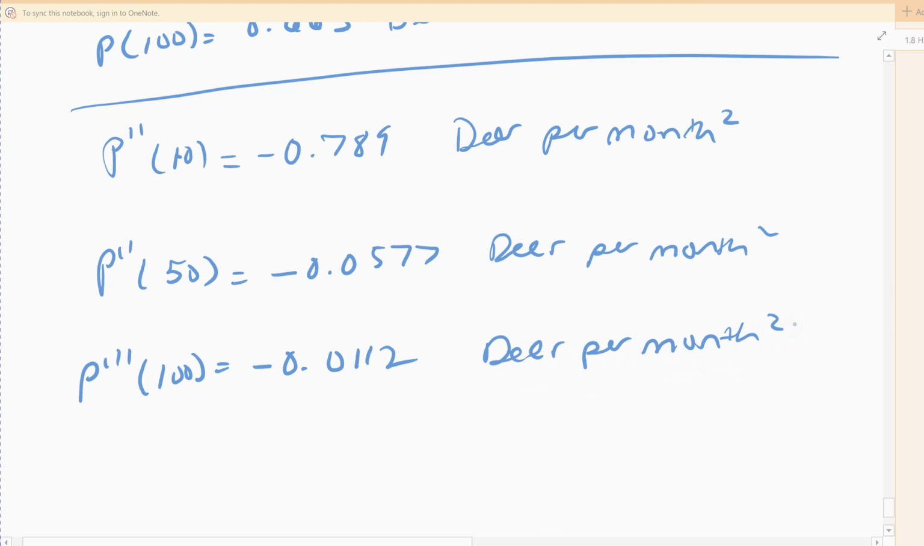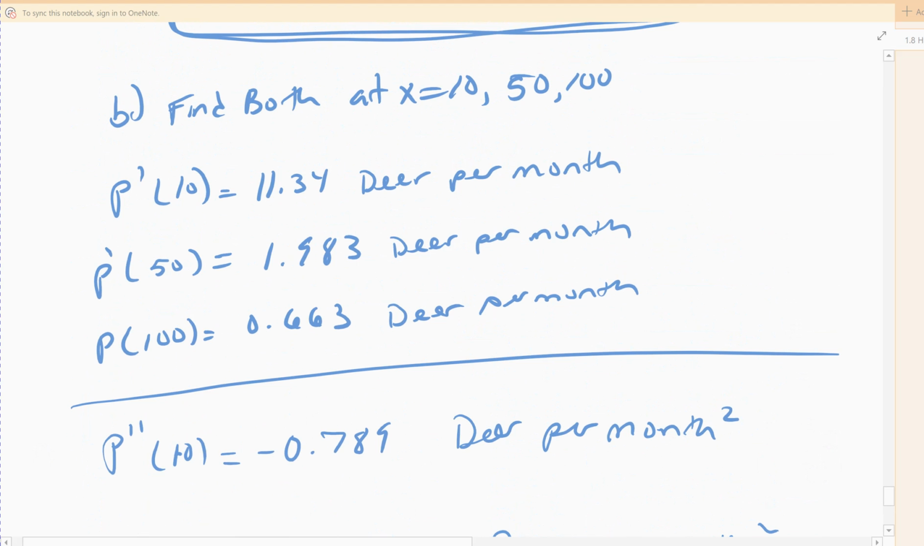Would be the acceleration is the change in my function per my unit squared. All right, so it's decreasing by, negative means decreasing. The rate is moving down by 0.789 deer per month squared. And so it's decelerating, it's slowing down, and it shows that, right? My values were getting smaller up here, my rate of change were getting smaller. And so you can interpret that however you want.